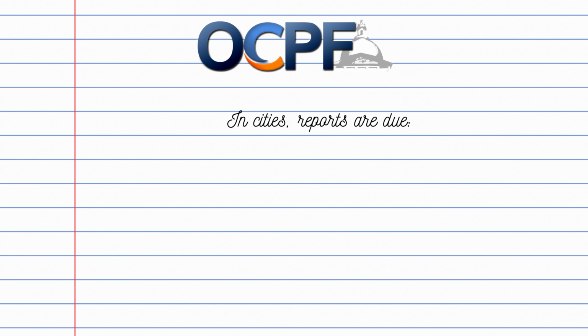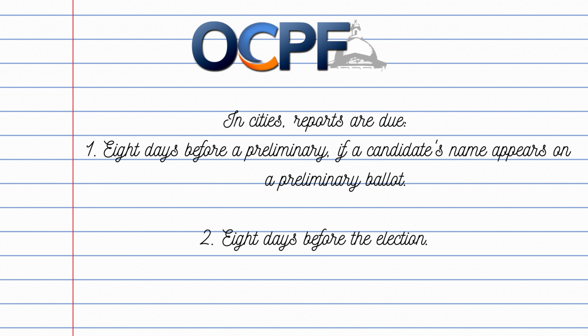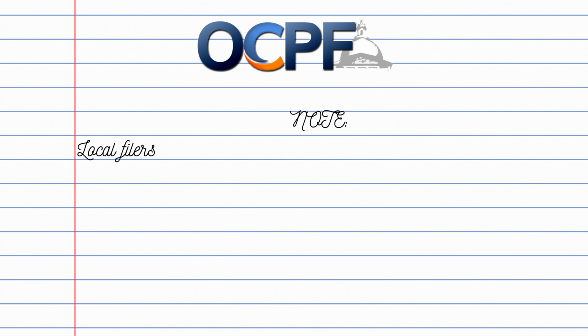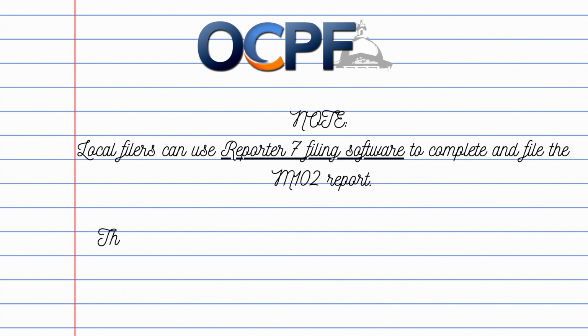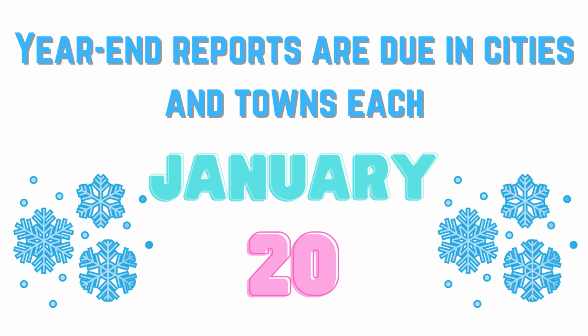In cities, reports are due 8 days before a preliminary if a candidate's name appears on a preliminary ballot, 8 days before the election. Local filers can use Reporter 7 to complete and file the M102 report. The report can be emailed to you directly with an e-signature. Year-end reports are due in cities and towns each January 20th.